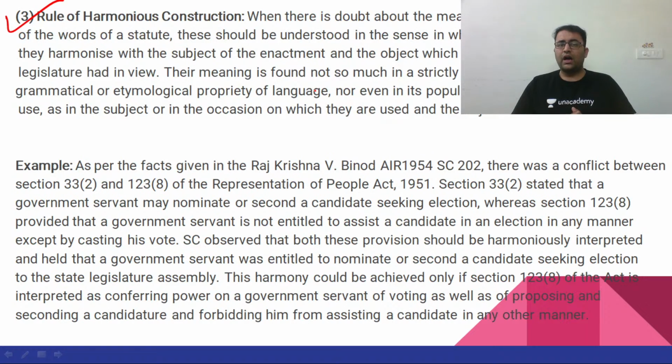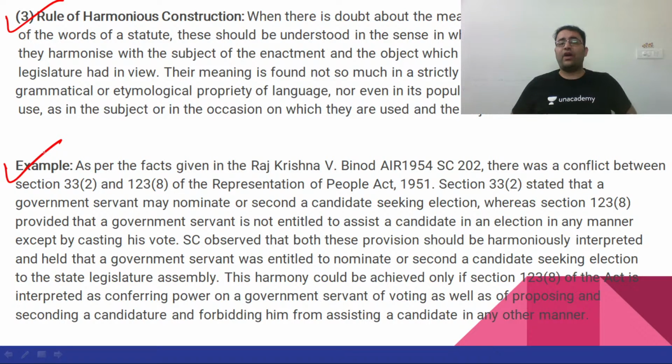So in a harmonious construction, we deviate a little from the rule of literal construction and the reasonable construction, where in case you are not able to understand the particular words of a statute, they should be read in terms of the overall object which the legislature had in view, and you should not even go for the grammatical meaning or the popular meaning, whatever it is, but you should go in the context of how it harmonizes with the law in hand. It should not be something that is too contrasting. Now let's look at an example.